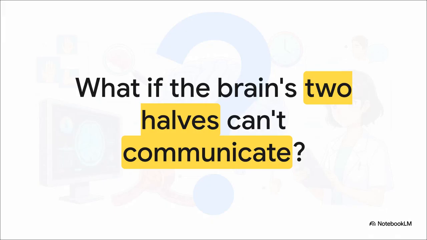And that brings us to a final, pretty wild question. We've just seen what happens when one side of the brain gets damaged. But what if the damage wasn't to one side, but to the connection between the two? What happens when those two powerful hemispheres just can't talk to each other anymore? Well, that is a whole other medical mystery.